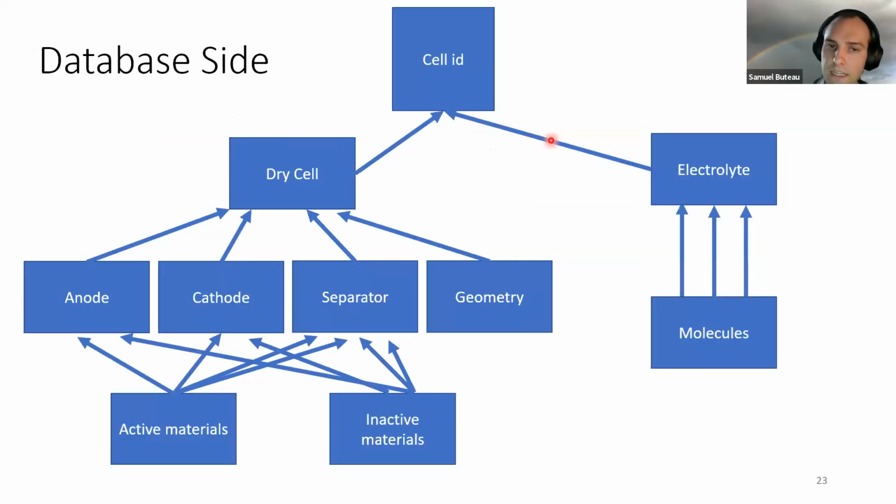And on the other side, you need to be able to organize the cell blueprint. So what is the blueprint? Well, a cell is made from a dry cell, which is the cell without electrolyte, and some electrolyte. And the dry cell itself is made of an anode, a cathode, a separator, some geometric information, it kind of keeps going. So you keep track of all this structure, you make it searchable, and you also keep track of it in the machine learning model.